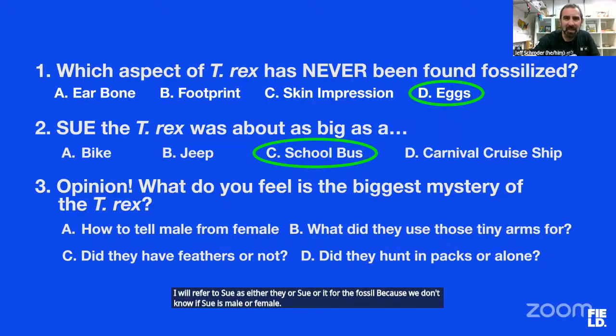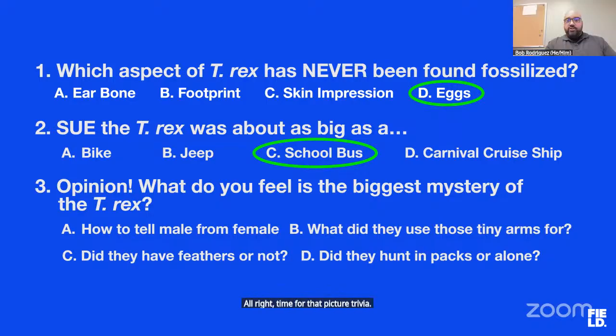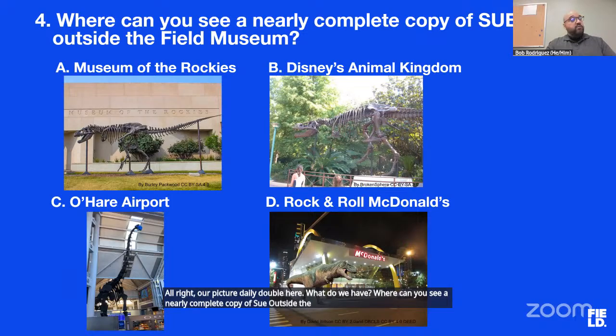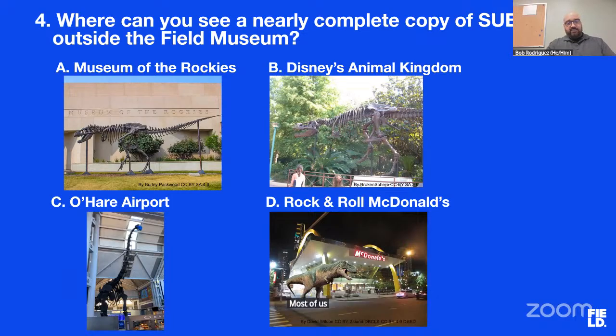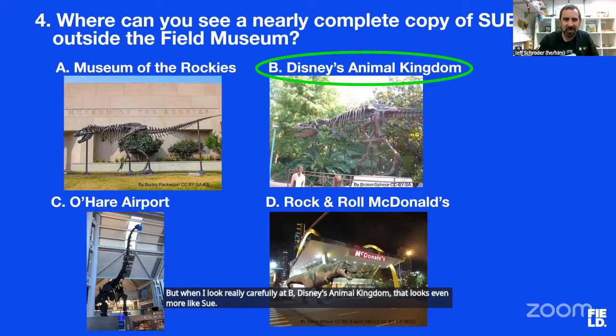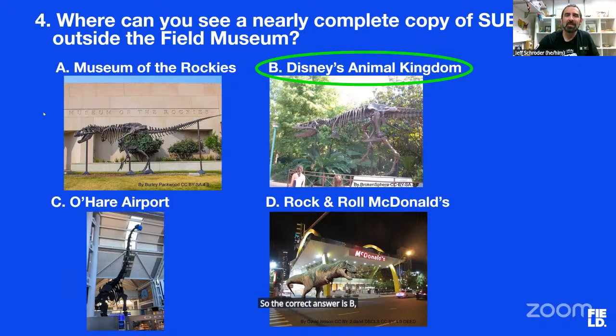All right, time for that picture trivia. All right, our picture daily double here. Where can you see a nearly complete copy of Sue outside the Field Museum? Most of us are saying the Museum of the Rockies. That's a pretty good guess because when I look at that, it looks quite a bit like Sue. But when I look really carefully at B, Disney's Animal Kingdom, that looks even more like Sue. So the correct answer is B, Disney's Animal Kingdom. You said B, you got it. Disney helped us purchase Sue, and so they got a complete copy for the Animal Kingdom.